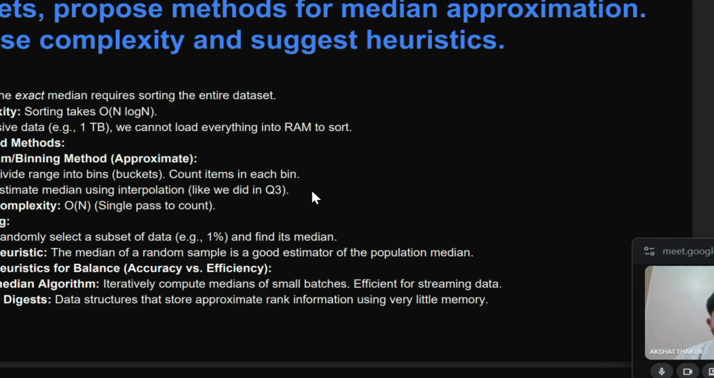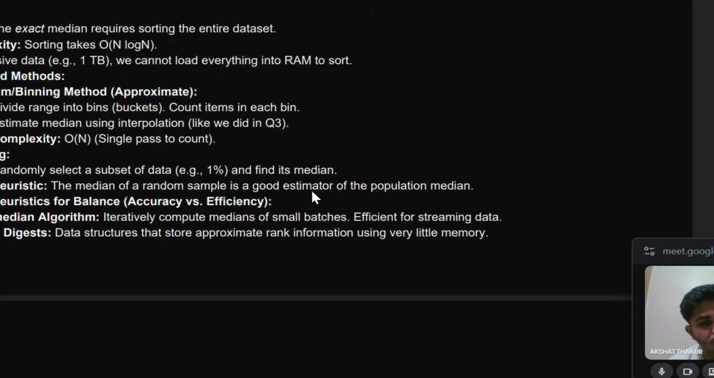Then the remedian algorithm: iteratively compute the median of small batches, efficient for streaming data. Quantile digest data structures store approximate ranks of information using very little memory.